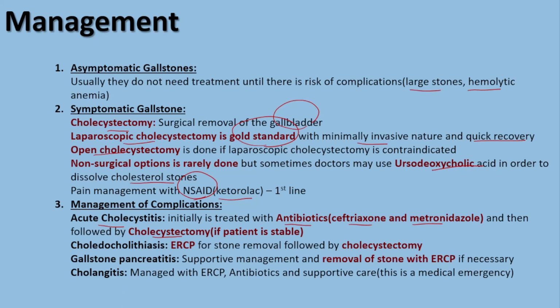If the patient has choledocholithiasis, ERCP is the management of choice, and by ERCP we can remove the stone, and after that we can also do cholecystectomy. For gallstone pancreatitis, supportive management is favorable, and usually we can remove the stone with ERCP if it is necessary. So in case of cholangitis, the management is ERCP, antibiotics, and also supportive care. And also note that cholangitis is a medical emergency.